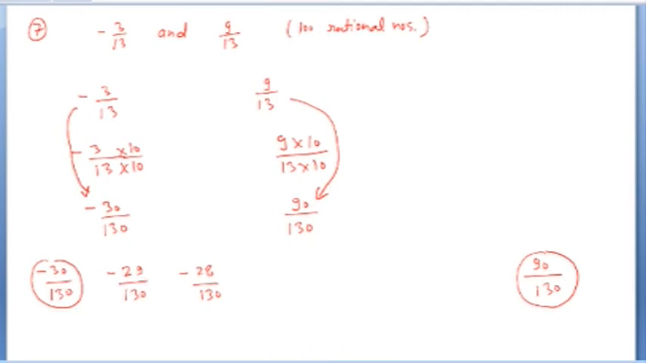Minus 29 is greater than minus 30. Minus 28 is greater than minus 29 because these are negative numbers. So just subtract 1 in each number. So minus 27 upon 130, minus 26 upon 130. In this way, we can write 100 rational numbers. Okay, and one more thing.